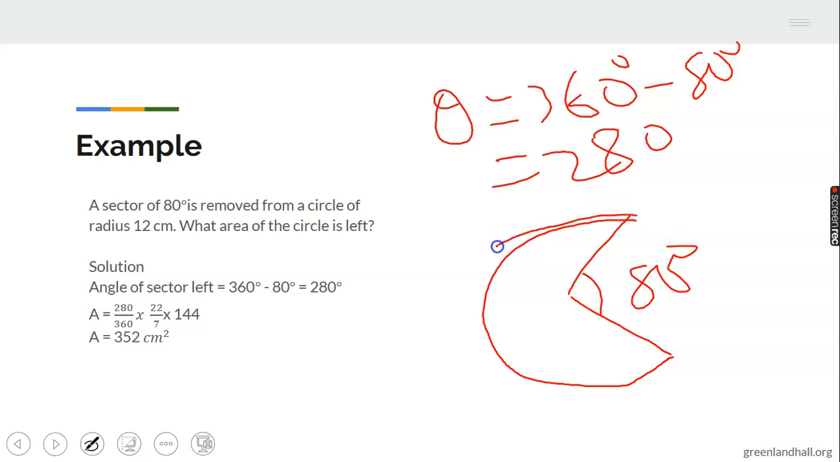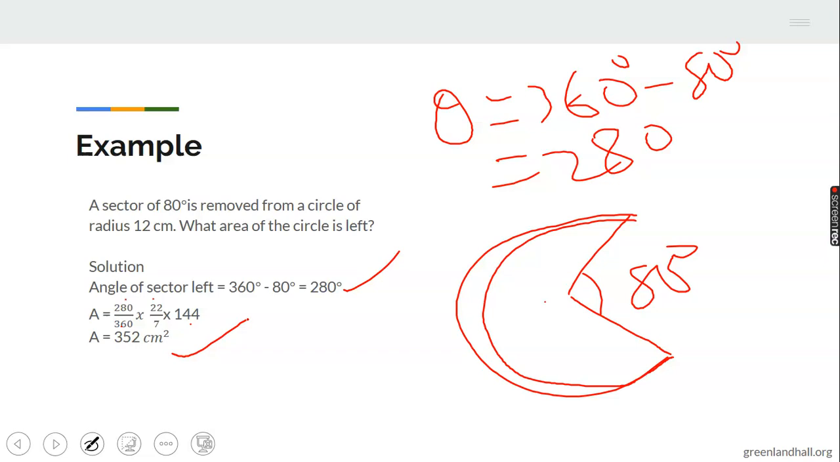We are looking for that area rather, sorry. So we use the formula. We've gotten the angle at the center here. The angle here is 280 degrees. So it will be 280 degrees over 360 times 22 over 7, then times 12 square, which is 144. And by the time you simplify that, you have 352 centimeter square. That's the unit of area.